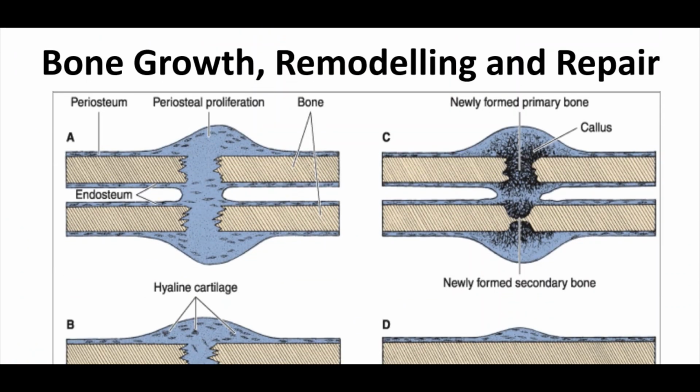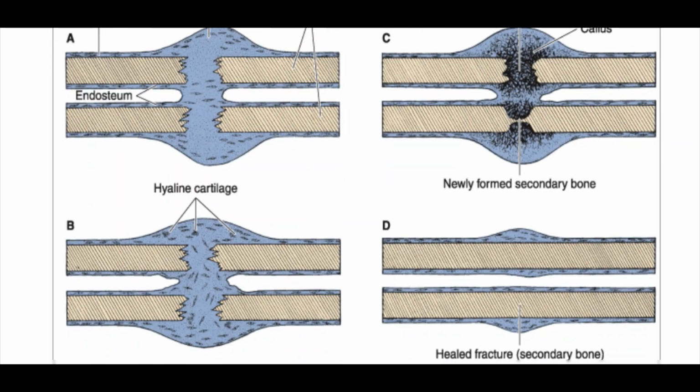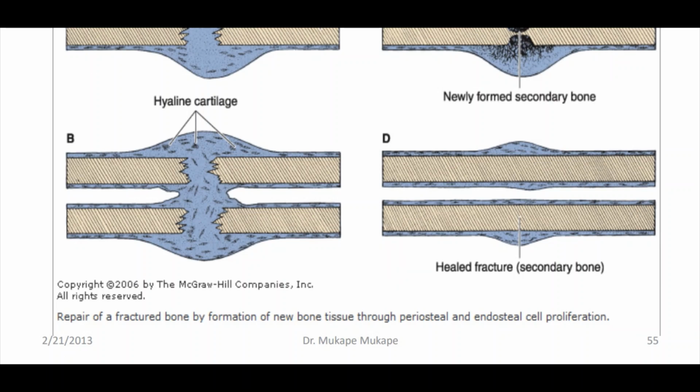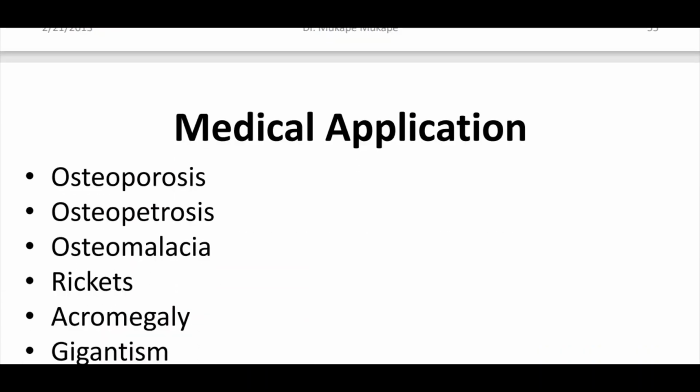Same thing that is happening here. So for the osteoproliferation, callus formation, hyaline cartilage, and fibrocartilage, and then this is replaced by secondary bone.